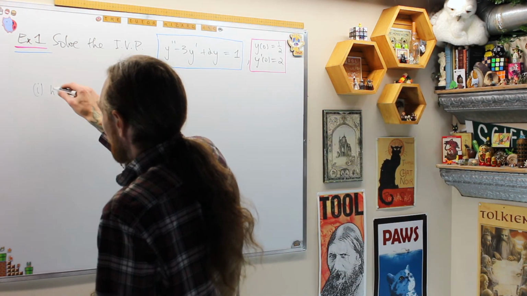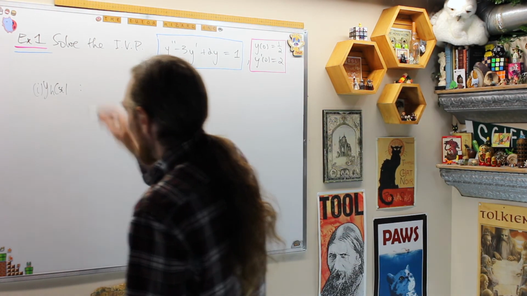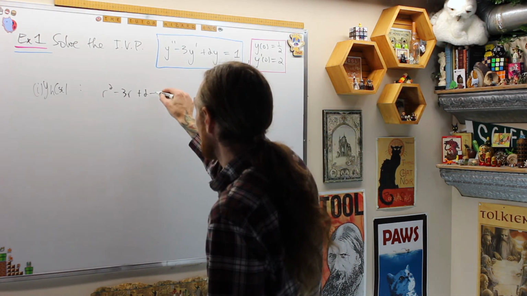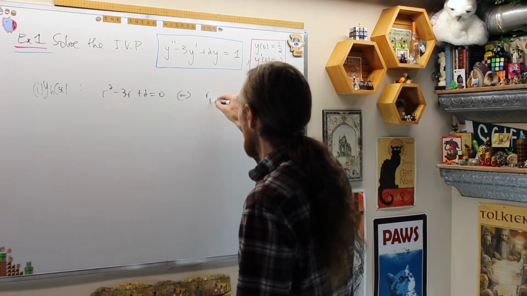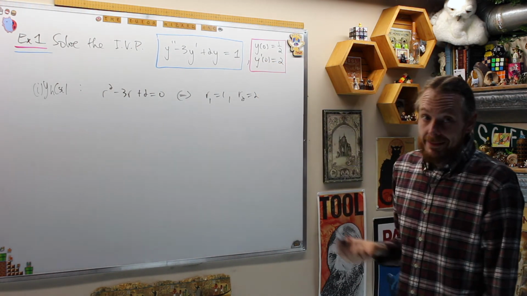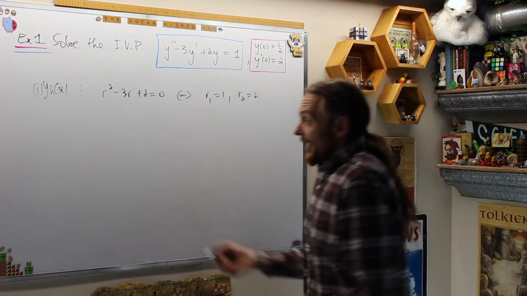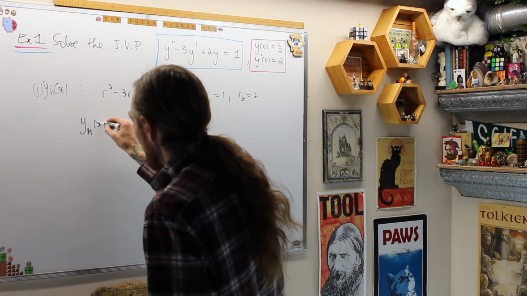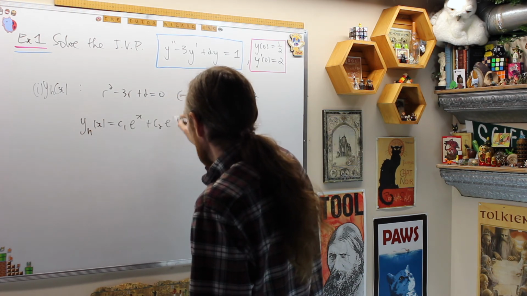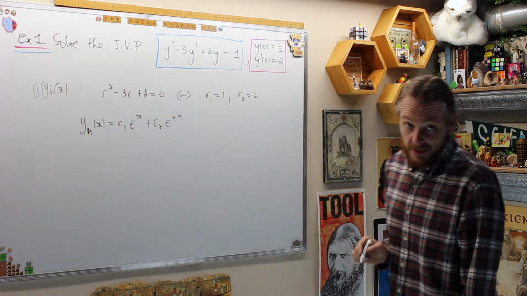One, I need the homogeneous. So y homogeneous of x, how do I get that? I have the auxiliary equation, r squared minus 3r plus 2 equals 0 if and only if r1 equals 1 and r2 equals 2. We already did that twice. Now what do I use with that? That says that my y homogeneous solution is, because I have two distinct real roots, c1 e to the x plus c2 e to the 2x. The order doesn't matter. Hopefully I've convinced you of this.